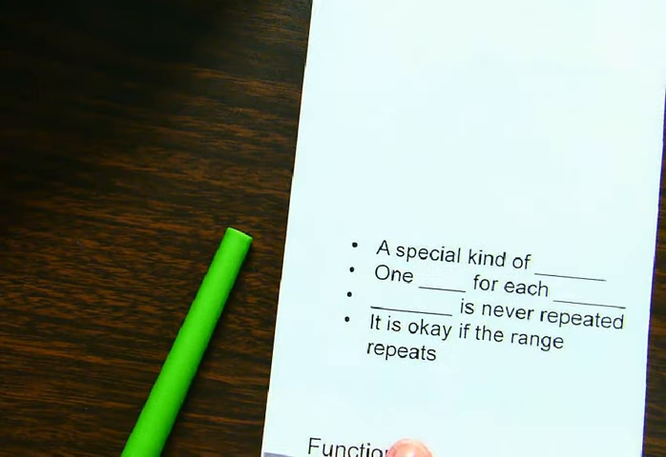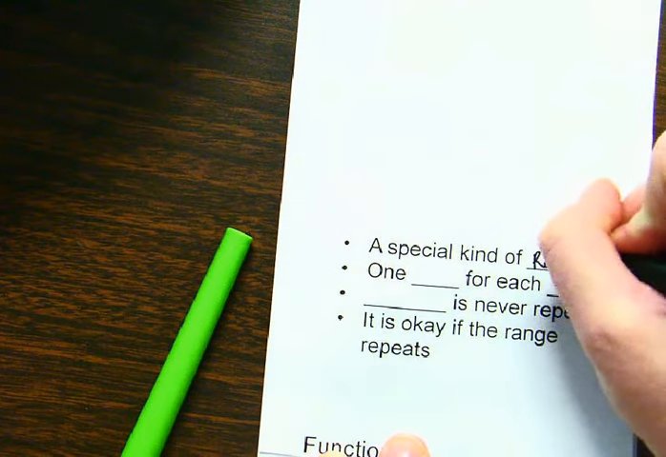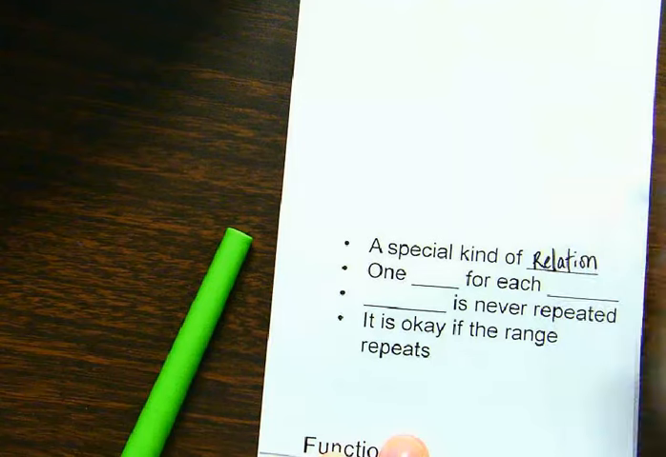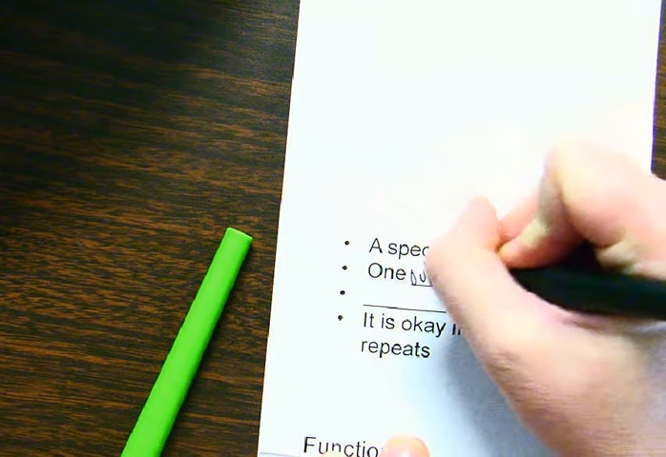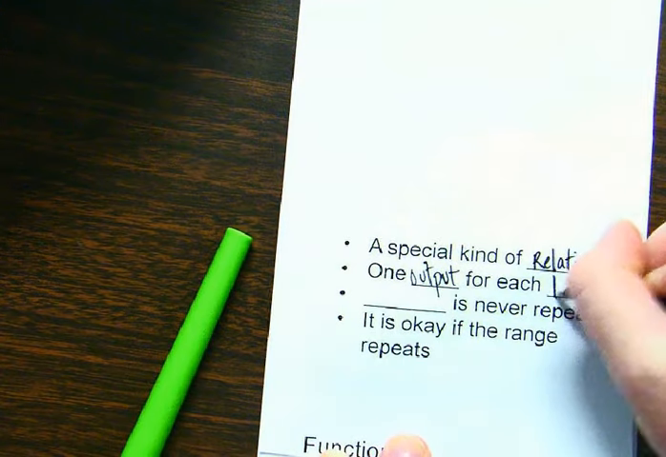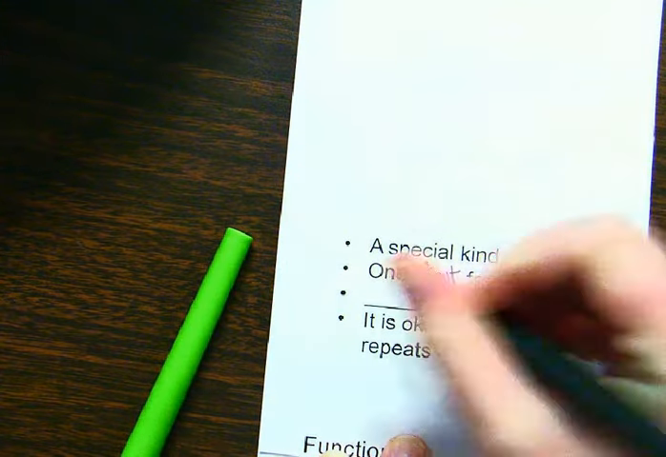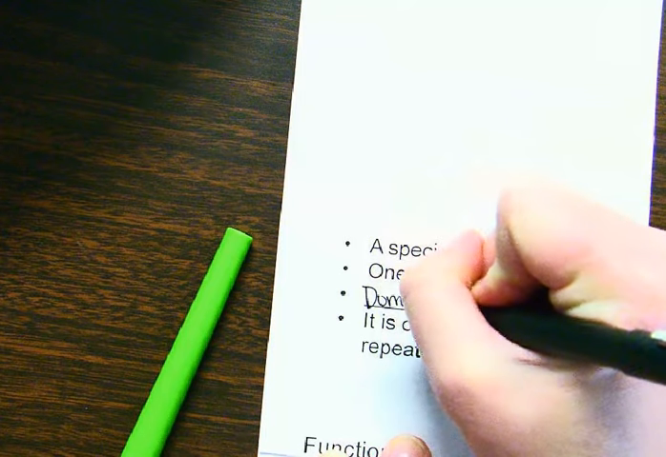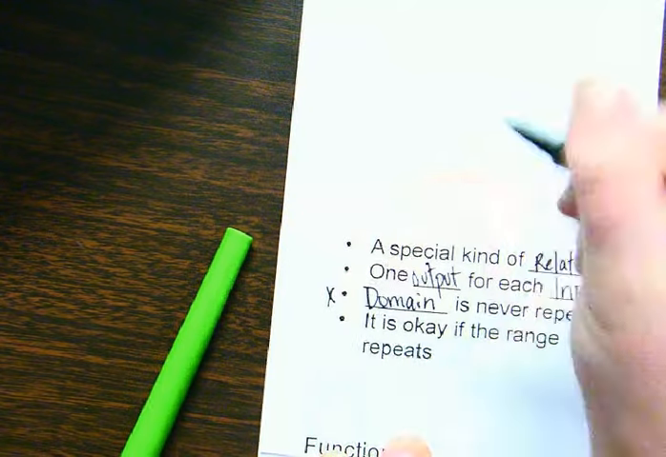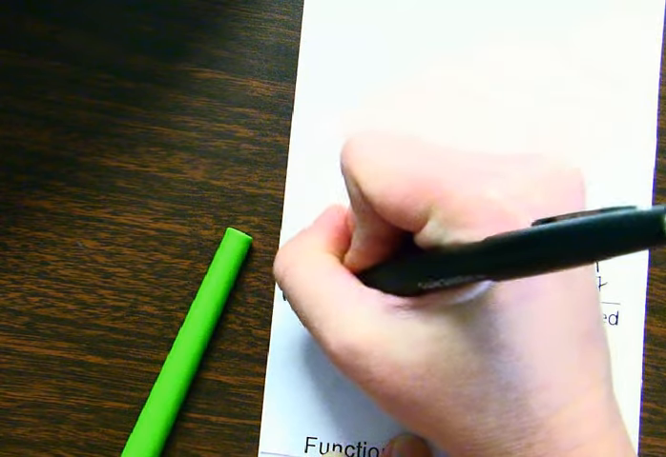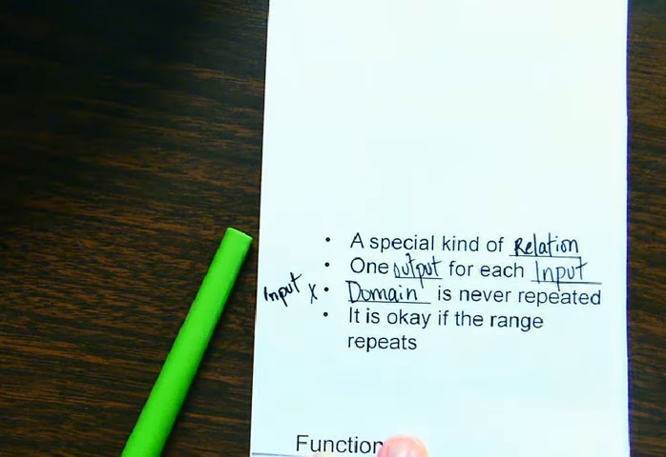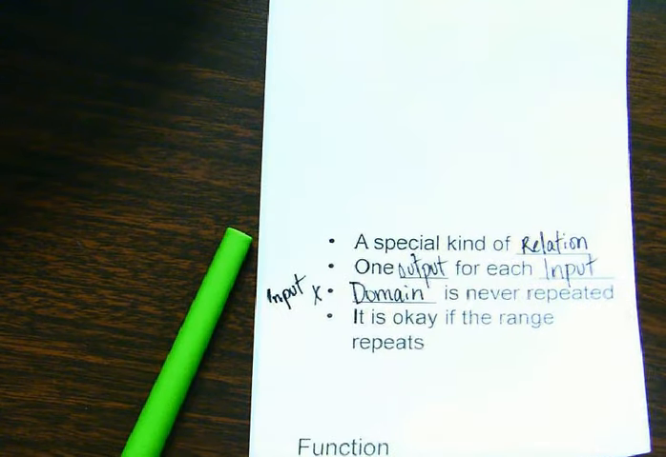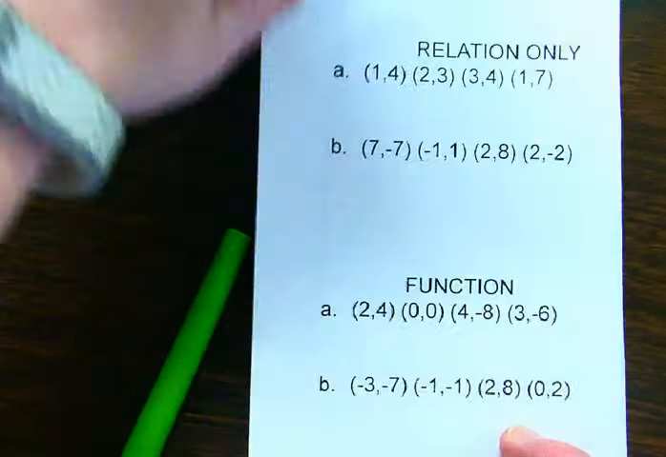A function is a special kind of relation where there is one output for each input. The domain, or the x, or the input, is never ever repeated. The range can do whatever it wants. Domain is the one that we have to pay attention to.